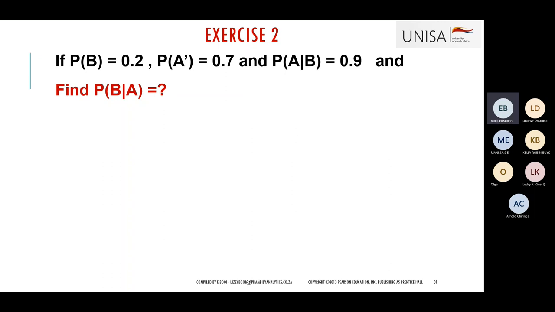If the probability of B is equal to 0.2, the probability of A complement is 0.7, and the probability of A given B is 0.9, find the probability of B given A. The first thing you need to do with this question, actually, as well.